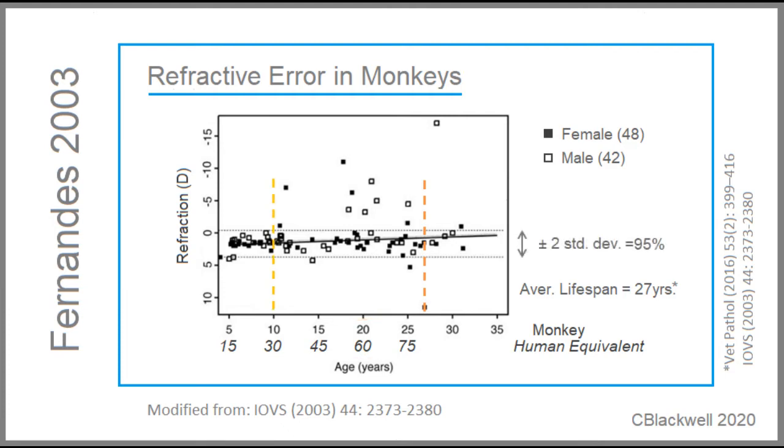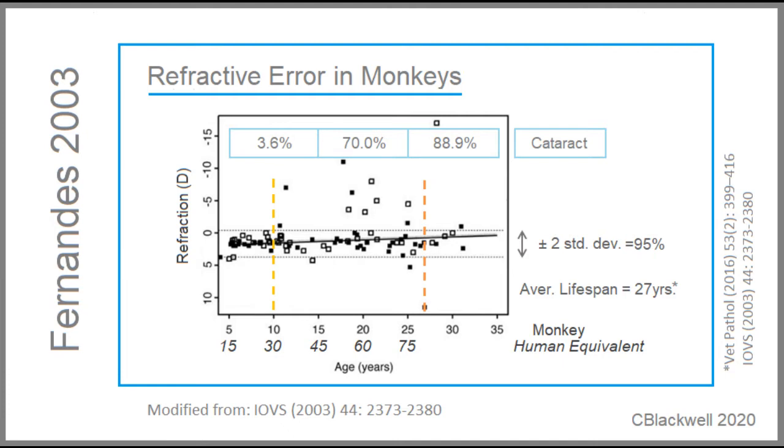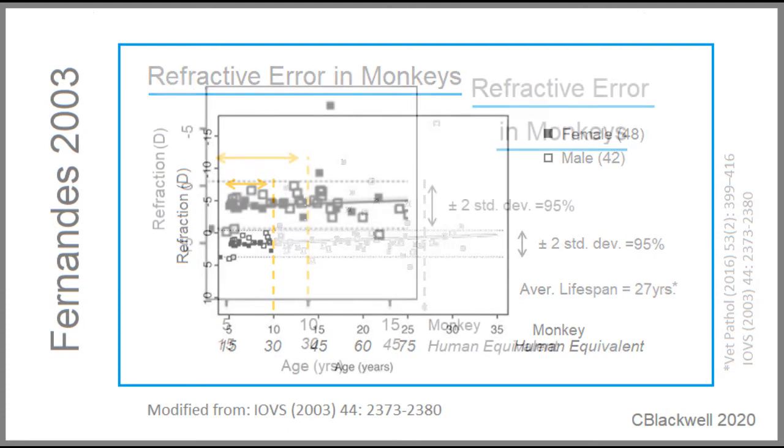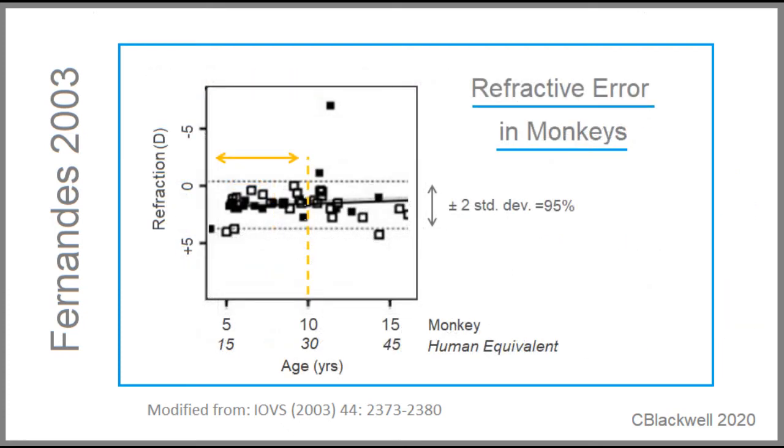The range of refractive errors is small. 95% of refractions between about plano and about +5. Most of the myopia did not develop until after monkey age 15, entering their middle age. For monkeys, other age-related effects like cataract become more frequent after age 15. The period we are interested in, human youth up to age 30, equals monkey youth up to age 10. Expanding that section of the graph shows a few hyperopes and no myopes.